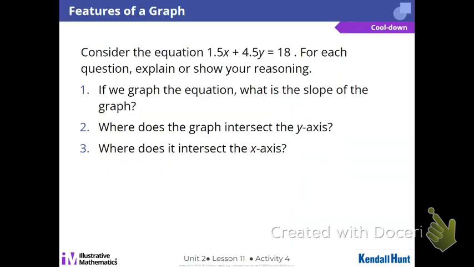Cool it down, baby. Cool it down. When you're done, come up to the dot cam and grab the homework.